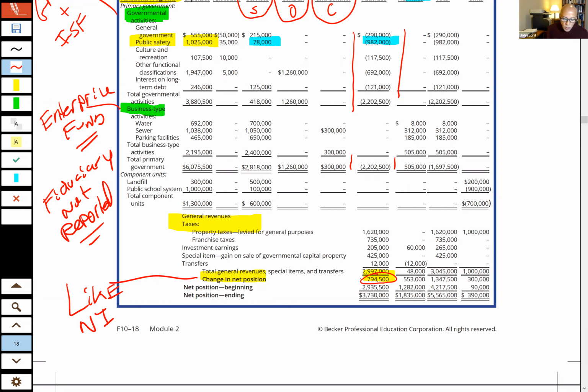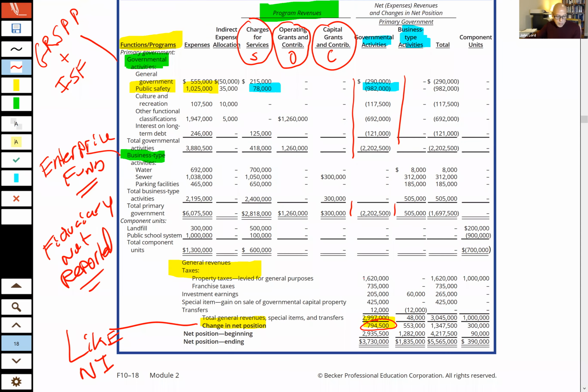Now, that shows you the structure of this statement of activities. But if you want to think about it in terms of big picture, it is sort of like an upside down income statement in which the expenses are at the top and the major sources of revenue are at the bottom, right?